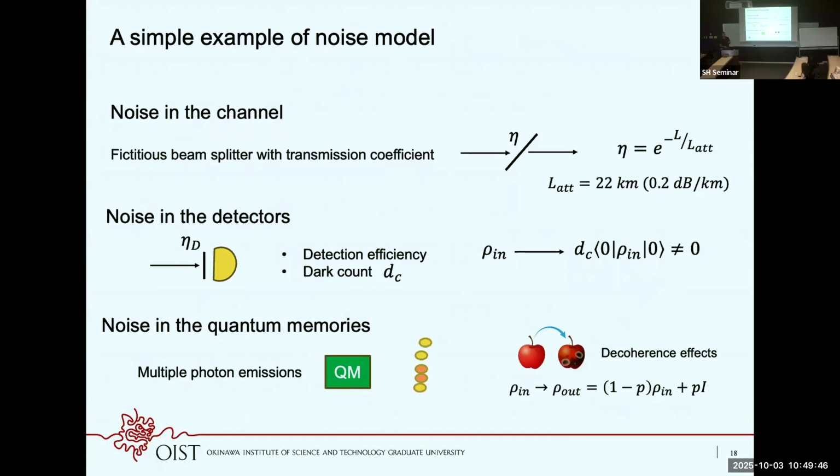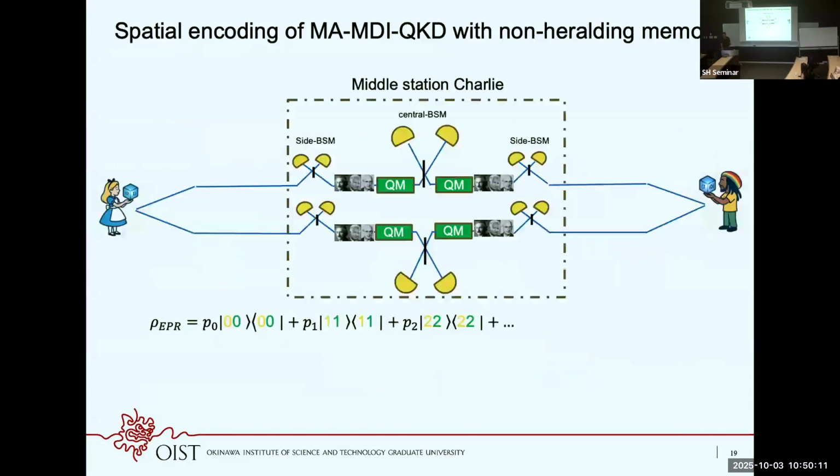That means that the quality of the state, the fidelity of the state stored into the quantum memory, undergoes this type of channel, which is called a depolarizing channel. So with some probability it is still good, but with some probability P it is a completely mixed state, so all the information has been lost. And these are the main noises in quantum memories.